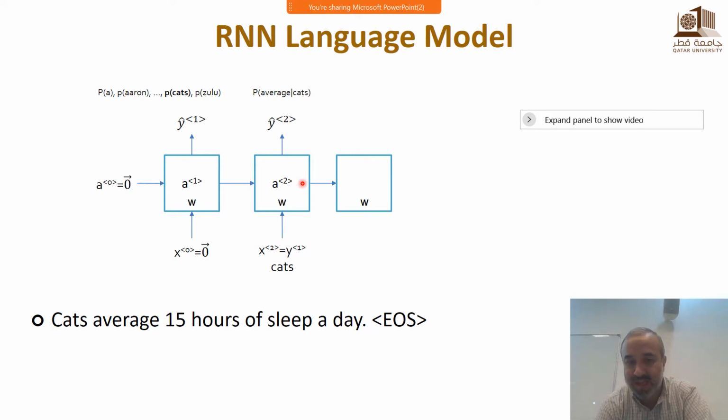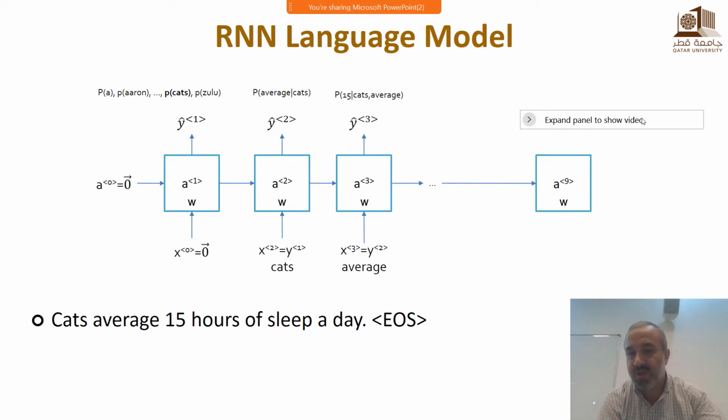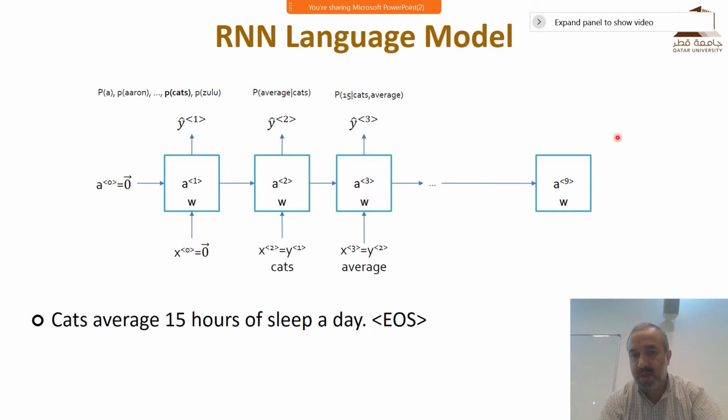So now the input is the hidden state from the previous word, and the new word is "average", and I want the network to predict that the next one will be "15". That's in training. We'll continue with that until we reach the last word. And with the last word, "day", I want to predict end of sentence, which is a special token, or special word, here.